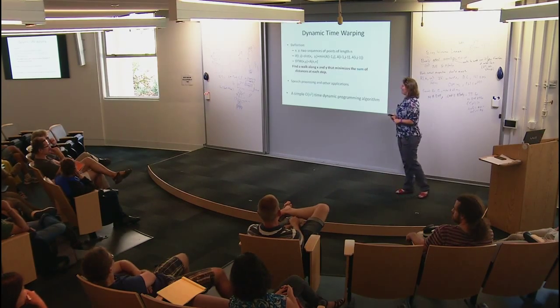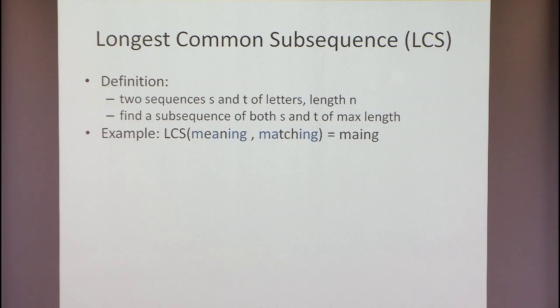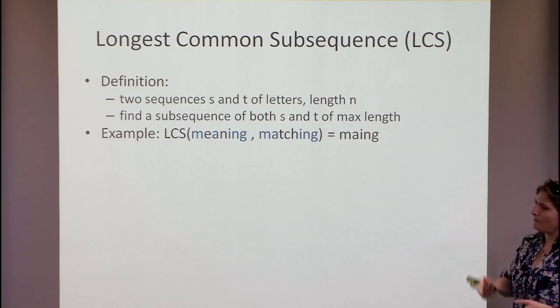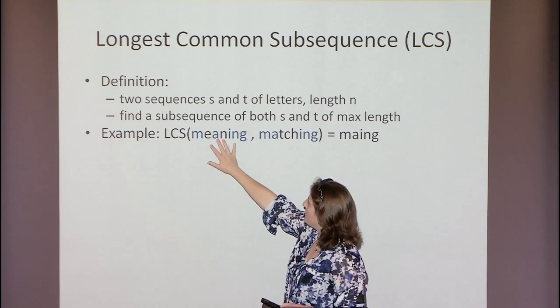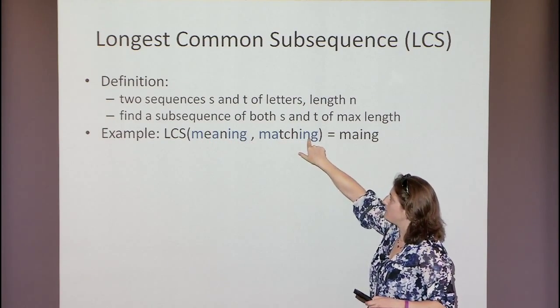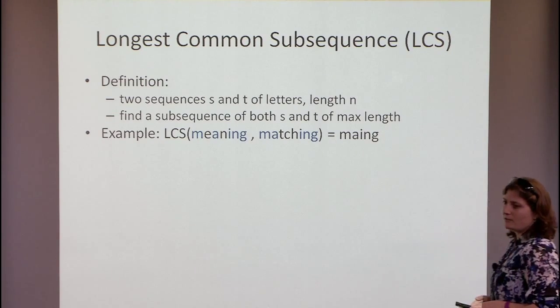Okay, so the next two problems won't immediately look like sequence walk problems, but you can still formulate them that way. The first one is something a lot of us teach in our algorithms courses. It's the longest common subsequence problem. You're given two sequences of letters, and you want to find a sequence that's a subsequence of both of them and has maximum length. So let's take these two words, meaning and matching. M-A-I-N-G is a subsequence of this one and of this one, and it happens to be the one of maximum length, and this is the longest common subsequence of these two words.